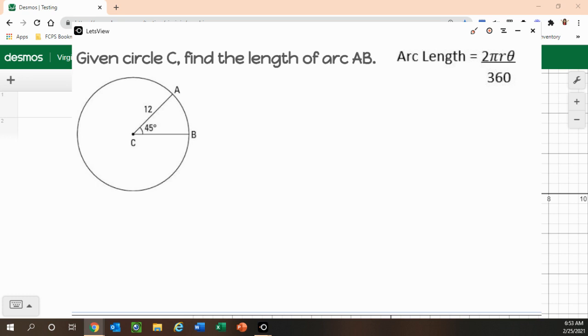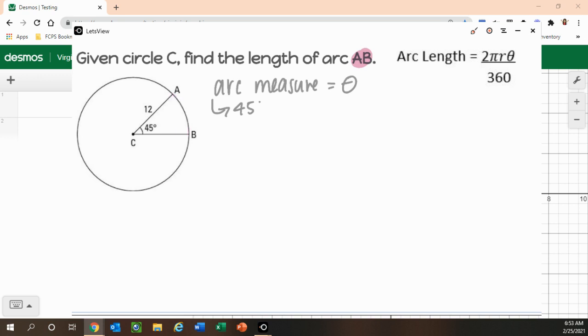We are given circle C and we want to find the length of arc AB. Remember, arc length and arc measure are two different things. Arc measure is going to equal that central angle, and they are congruent. So this measure would be 45 degrees, but what we want is the length. So we're going to have to use our handy dandy formula that's right up there.